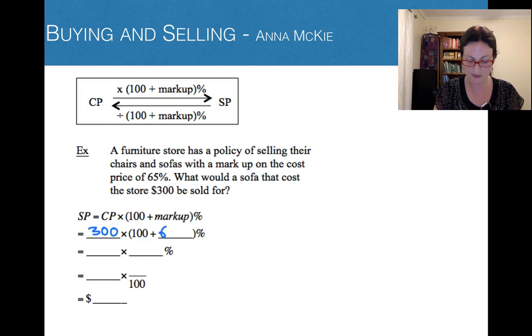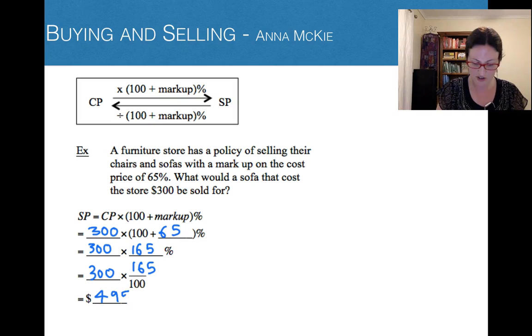It told us in the question that was 65%. So simplifying some of this, we write the 300 again, times by those two numbers added together, which is 165%. Tidying up a bit more, percent we must write as over 100, so 165 over 100. You could use multipliers for this if you're familiar with that. Now let's calculate the final answer. It's $495. So that's what they would have to sell their sofa for.